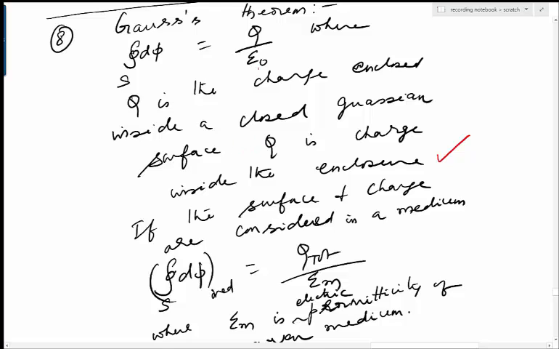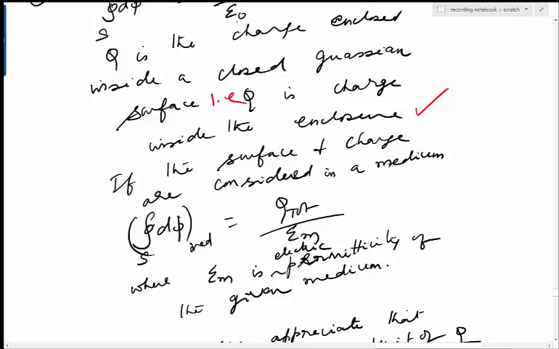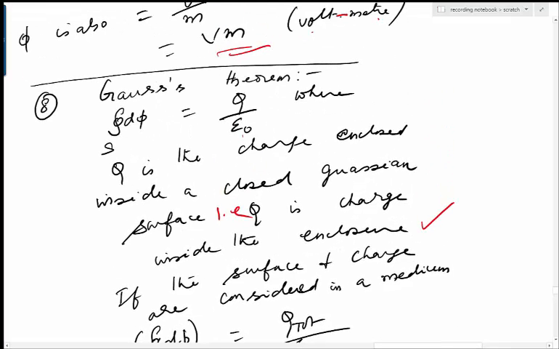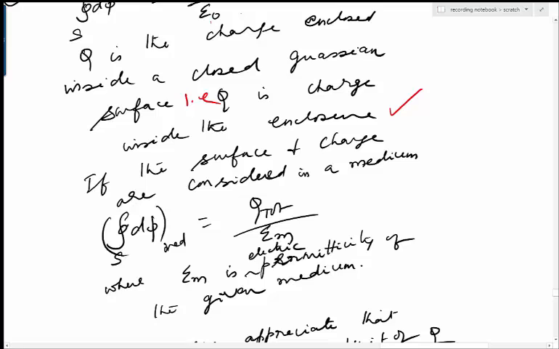If both the surface and the charge enclosed are considered in a medium other than air, then if it is air, according to Gauss's theorem, this will be equal to q by epsilon naught, where epsilon naught is the permittivity of air, and the charge and the surface are considered in air. For the same medium, the integral of d phi, the total flux associated with the closed surface, will be equal to the same q at the center by epsilon m, where epsilon m is the permittivity of the given medium.